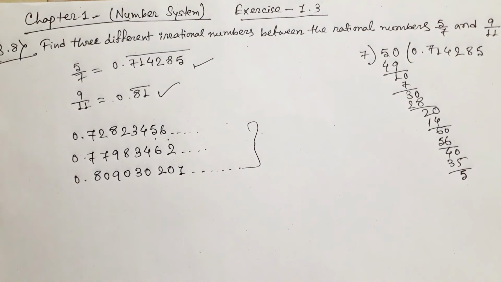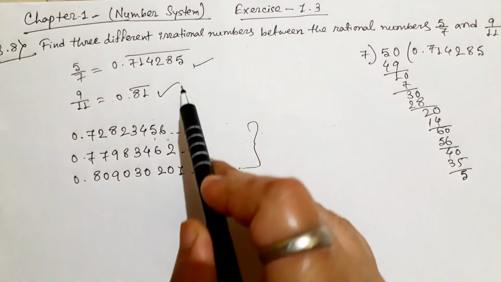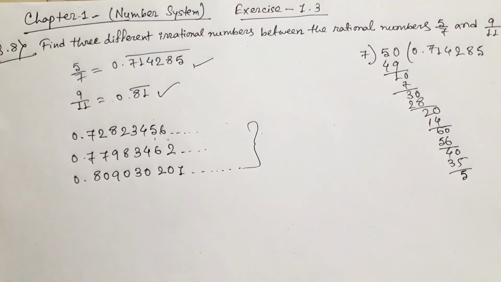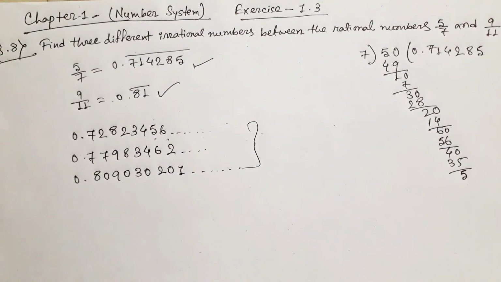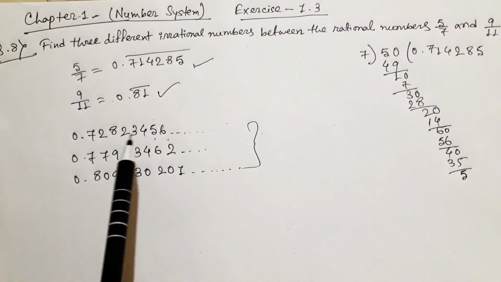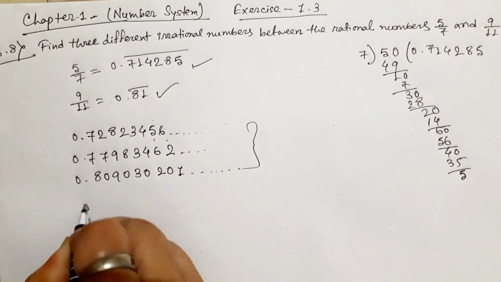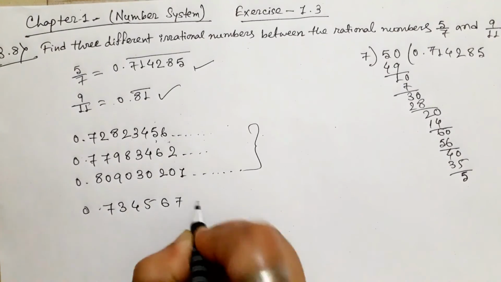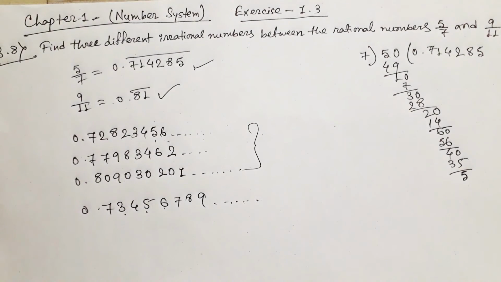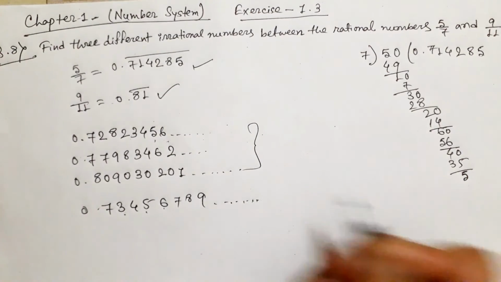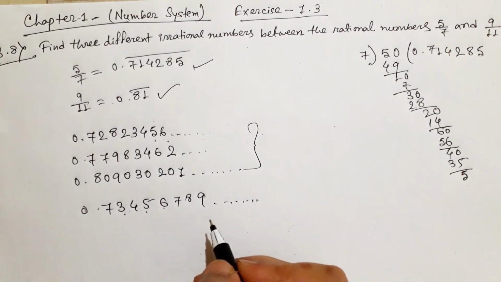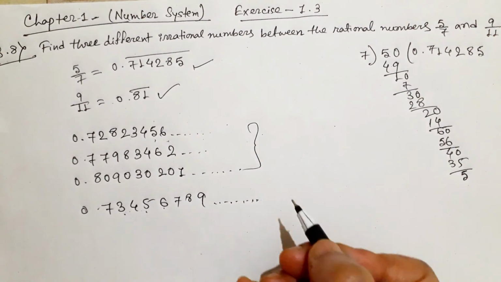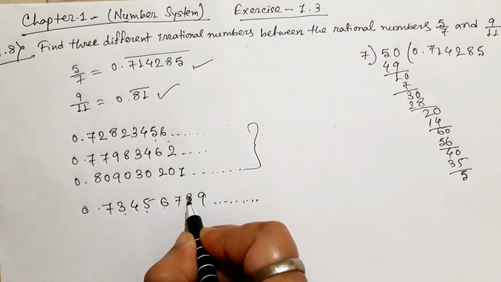These are not the only answers, but keep in mind that you have to write the dots and the numbers must be between these two numbers. These are irrational numbers and they don't terminate, so we have to write these dots, and we have to keep in mind that these numbers are not in a repeating manner. You can also write 0.73456789... Keep in mind that you always have to write these dots, and these numbers are not in a repeating manner because these are irrational numbers. Irrational numbers don't terminate and don't repeat themselves.